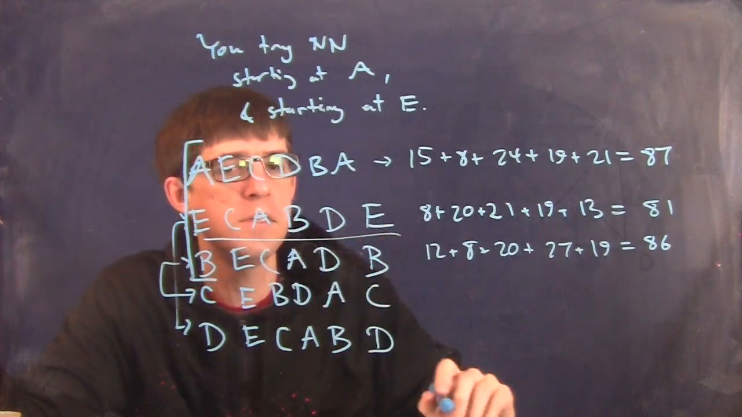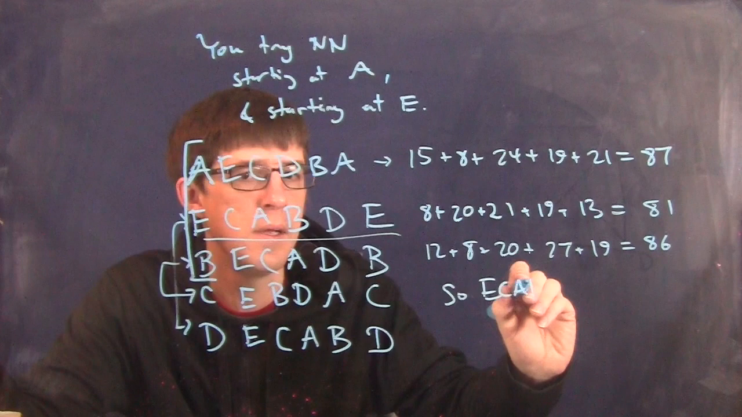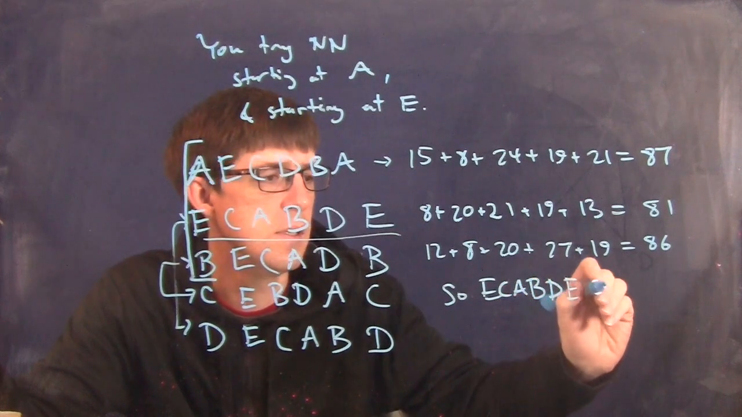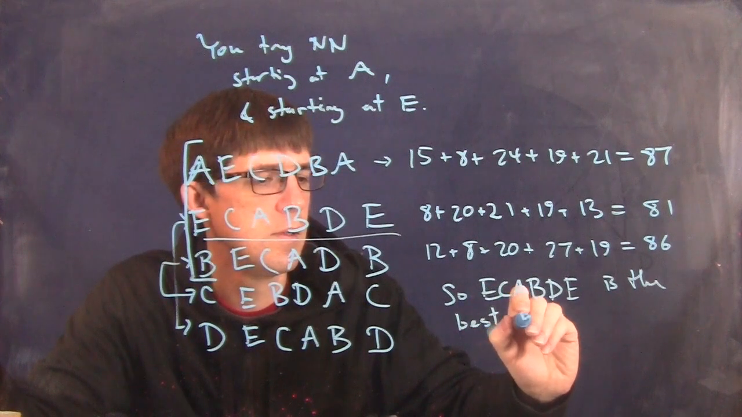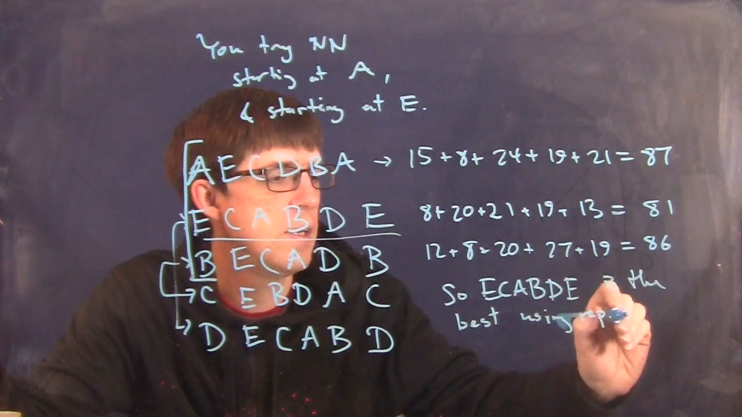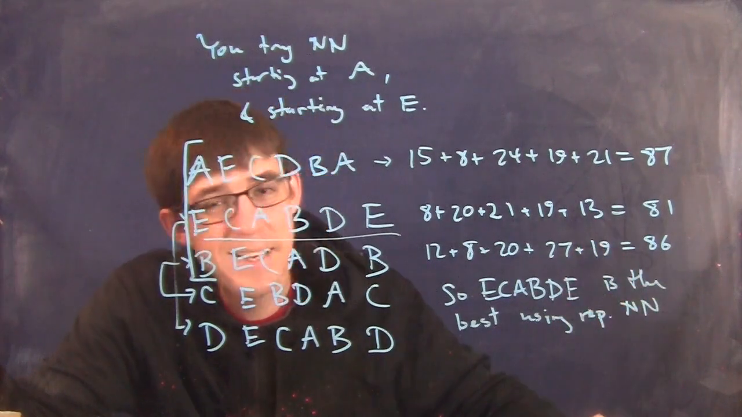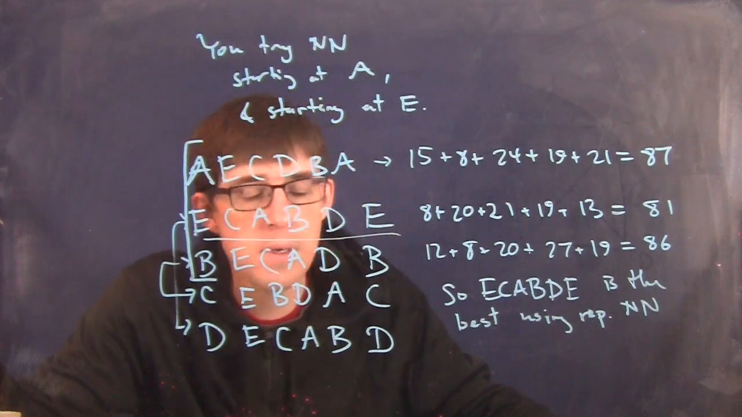It would be this one, E-C-A-B-D-E. So, E-C-A-B-D-E is the best using repeated nearest neighbor algorithm. All right.